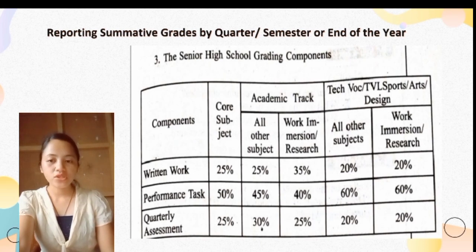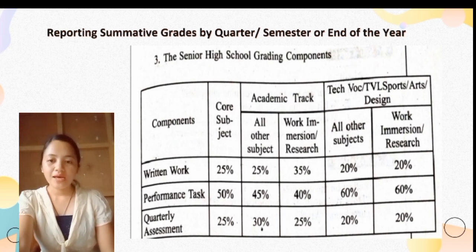For the academic track and the core subject, we have 25% for the written work, 50% for the performance task, quarterly assessment is 25%. And under the academic track, all other subject is 25% for written work, 45% for performance task, and 30% for quarterly assessment. And for the work immersion or research, 35% for written work, 40% for the performance task, 25% for quarterly assessment.